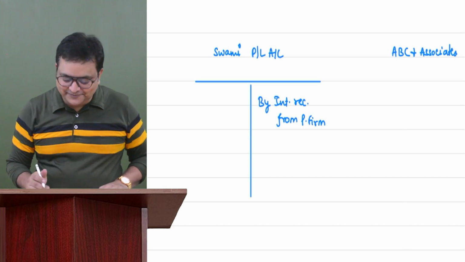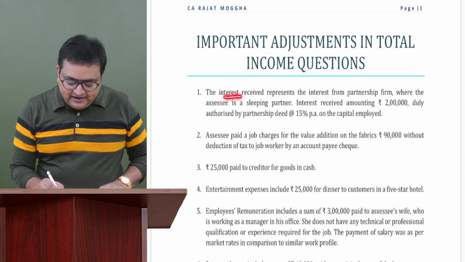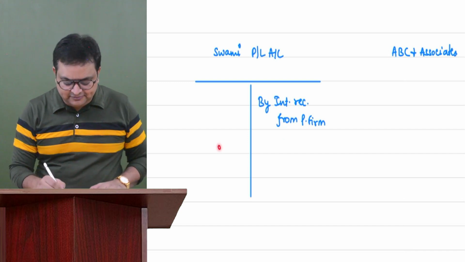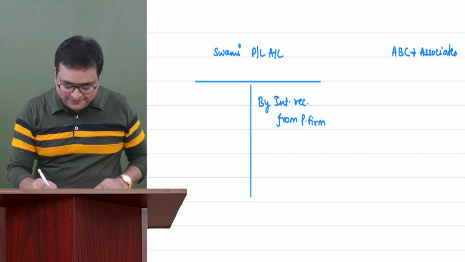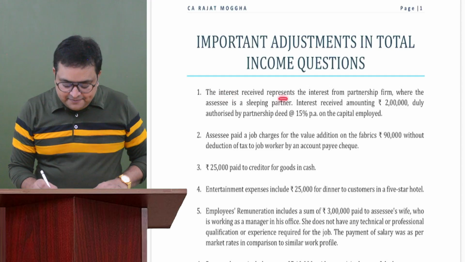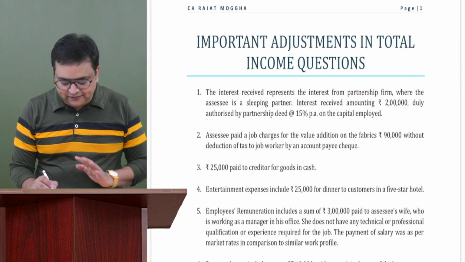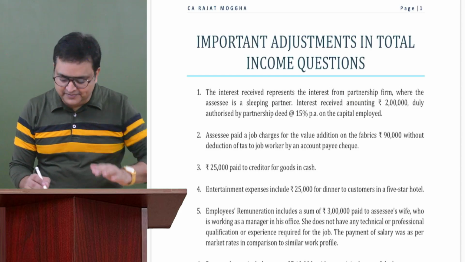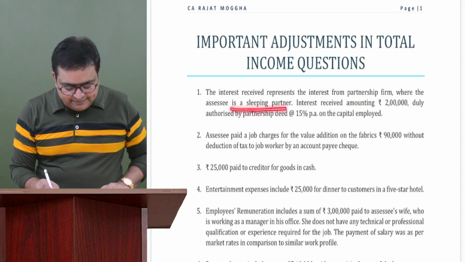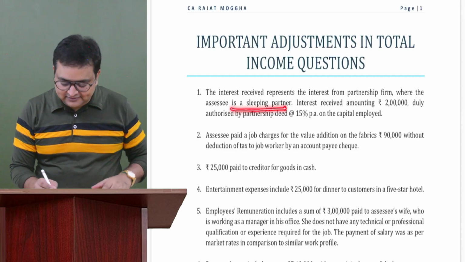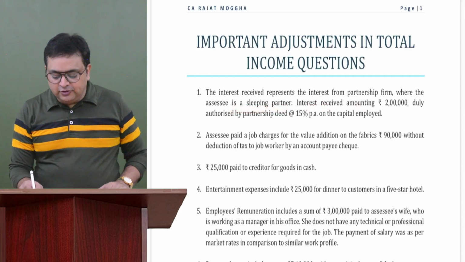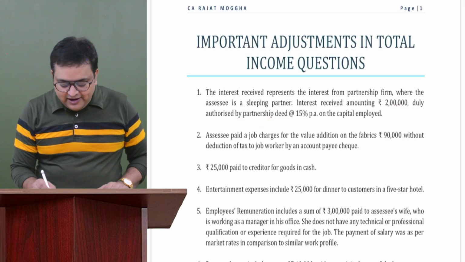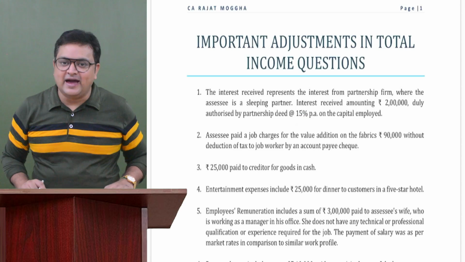Now let's read it out. It says, the interest received represents, so there is an assessee and he has credited some interest received. Interest paid or interest received? Interest received, income side. The interest received represents the interest from partnership firm. Okay, fine enough. It's a PGBP income. So he has credited that interest in P&L account. Good enough, no problem. Where the assessee is a sleeping partner, no problem still, because this is interest. Interest received amounting to rupees 2 lakh, duly authorized by the partnership deed, at a rate of 15% per annum on the capital employed.